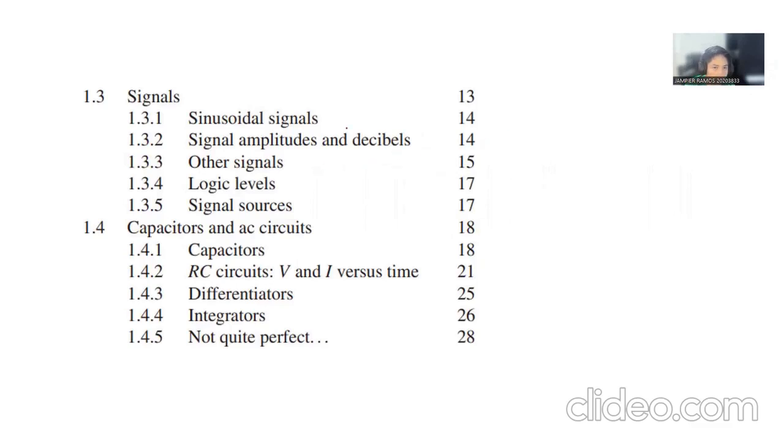Of course, you can find these topics in the book. About signals, first, we're going to talk about sinusoidal signals. They are very important and we're going to talk about why it is important. Then there are signals, amplitude, and decibels. Other signals, logic levels, signal sources. And then we're going to talk about capacitors and AC circuits as a single topic.